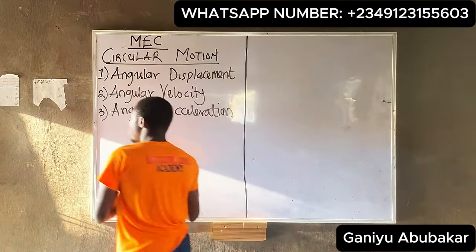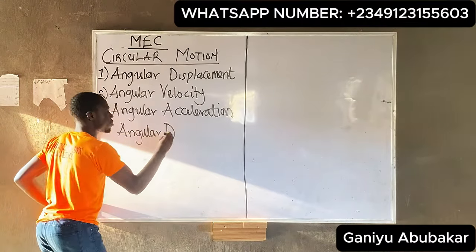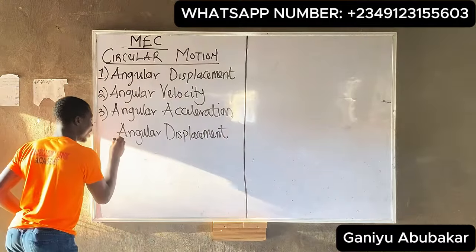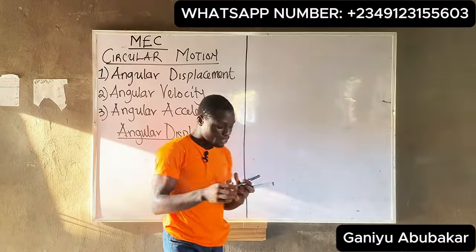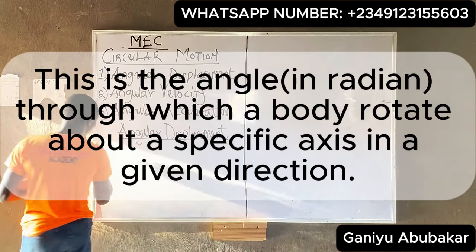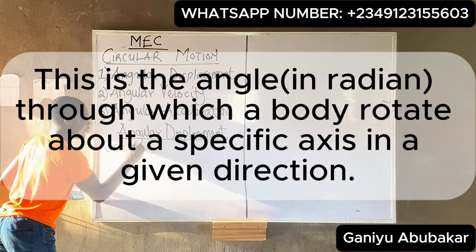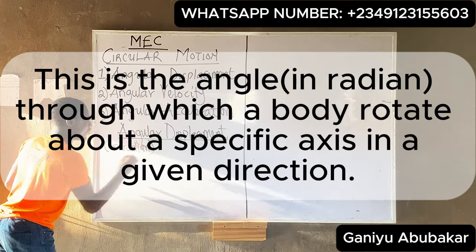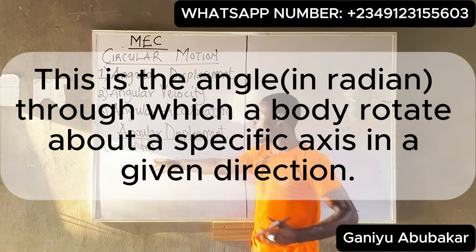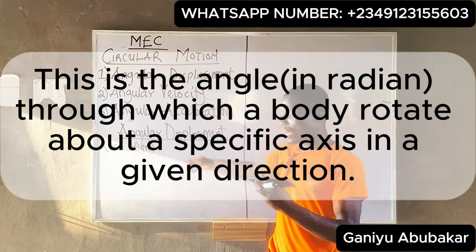Subheading number one, please. Angular displacement. All right. This is the angle. Please open a bracket. This is the angle, open a bracket, in radian. Copy this down, please. This is the angle in bracket in radian. Close the bracket, please.